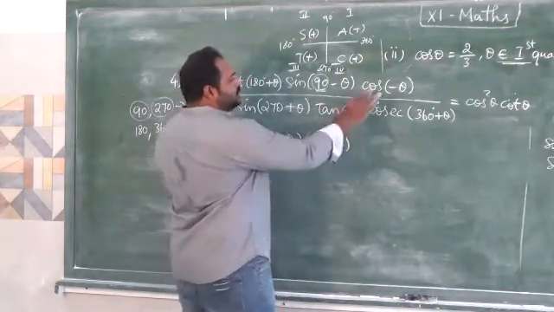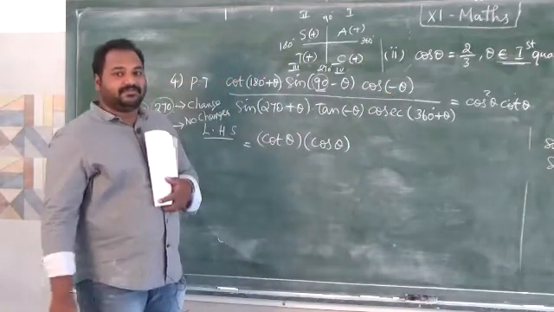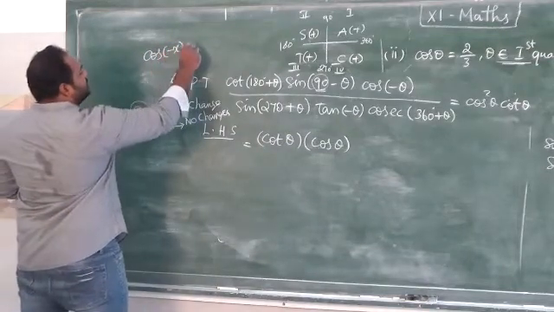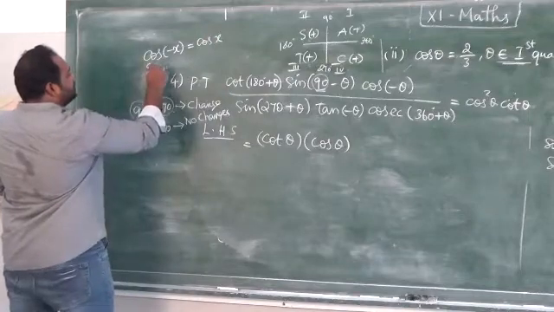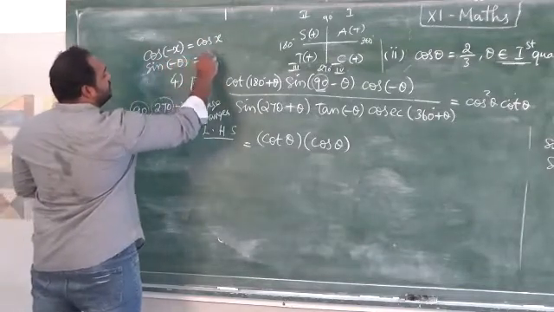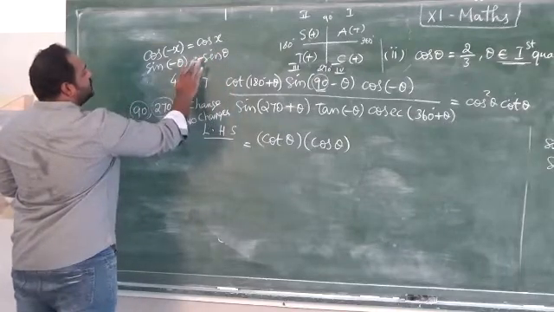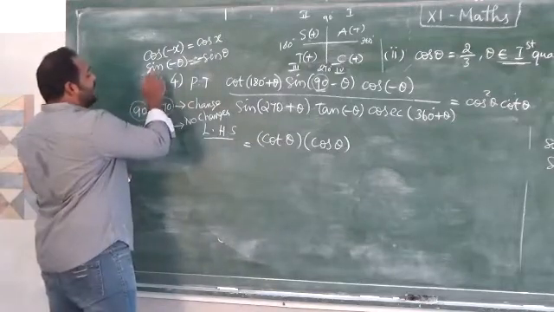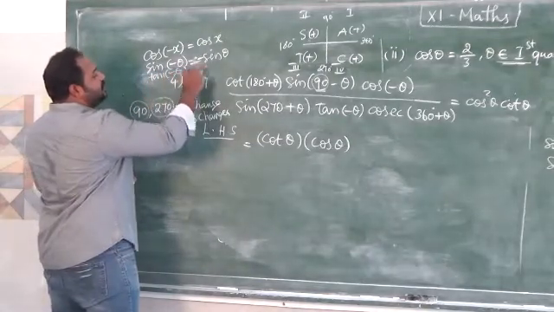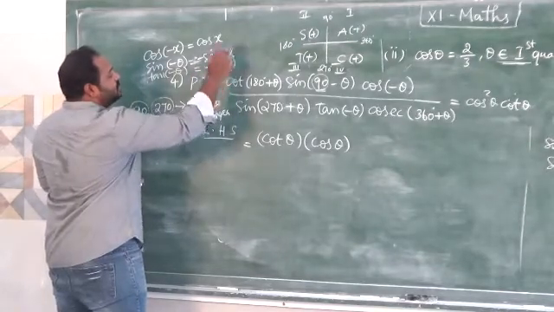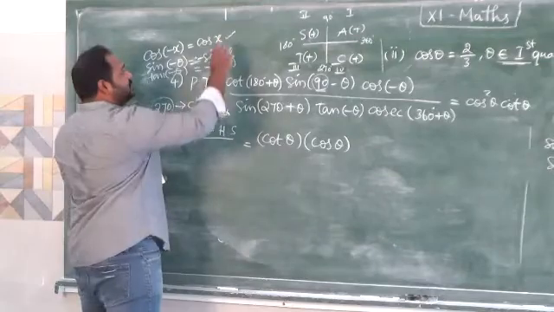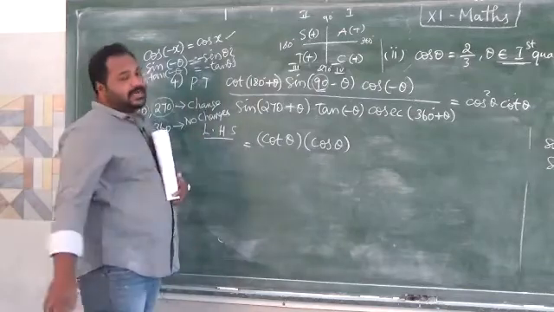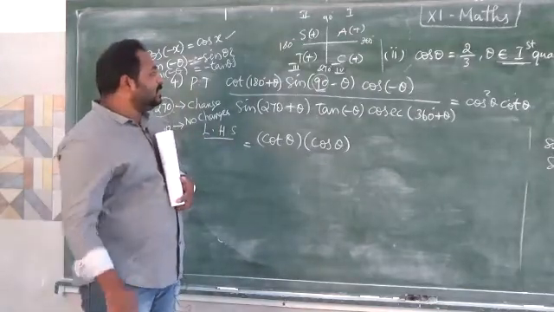Next, cos of minus theta. I told you it is an even function. Cos of minus x is always cos x. Sin of minus theta is always minus sin theta, so you have to bring the sign outside. Likewise tan of minus theta is also minus tan theta. I told you already, it is either an even or an odd function. For even functions, the negative theta becomes positive. For odd functions, with negative theta, the whole function becomes negative.